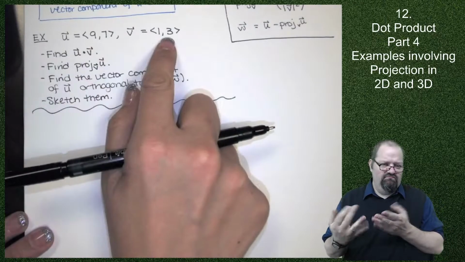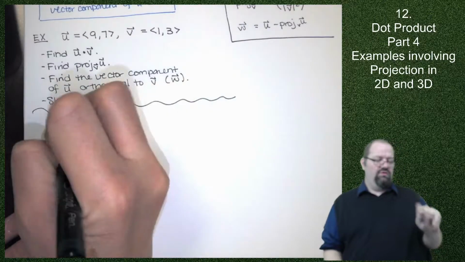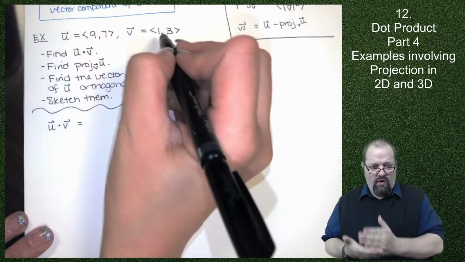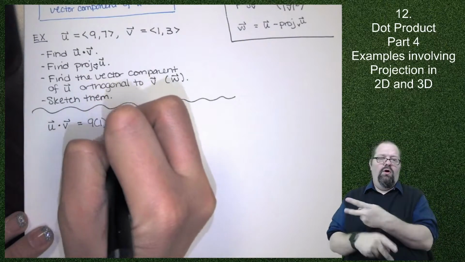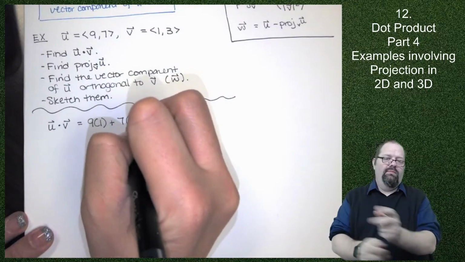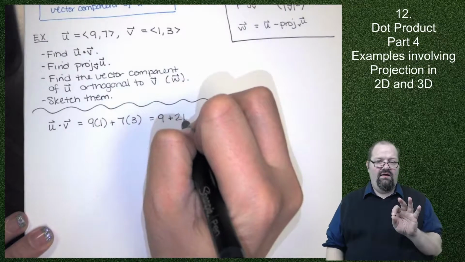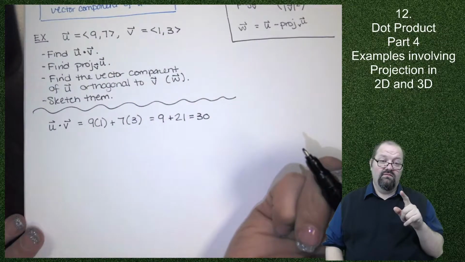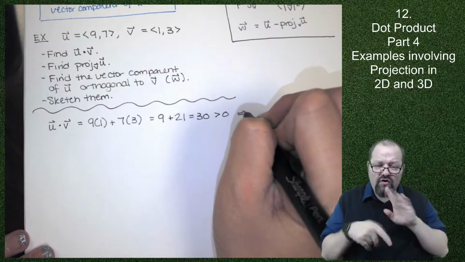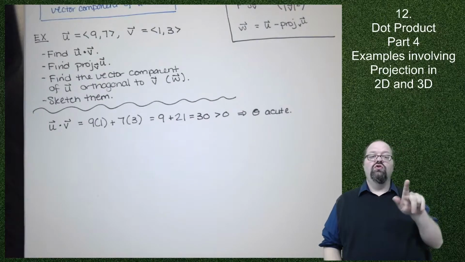Okay, so I've got these two vectors, and first I want to compute the dot product. That's easy, you just multiply component by component. So take the x component and the x component, multiply those together, and then take the y component and the y component, and multiply those together. And so I get 9 plus 21, so the dot product is 30. Now remember what we said in the last video, if that dot product is positive, that means the angle between the two vectors is acute. Okay, it's good to know.